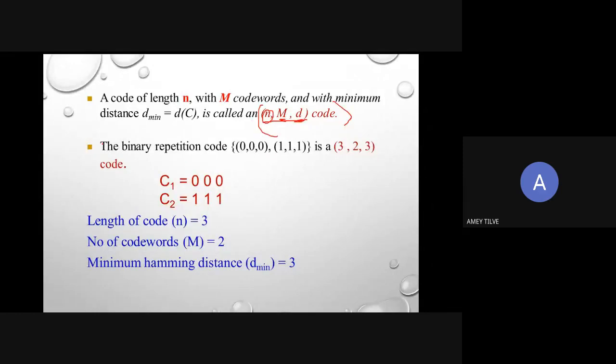For example, now let's see the binary repetition code, that is 000 and 111.